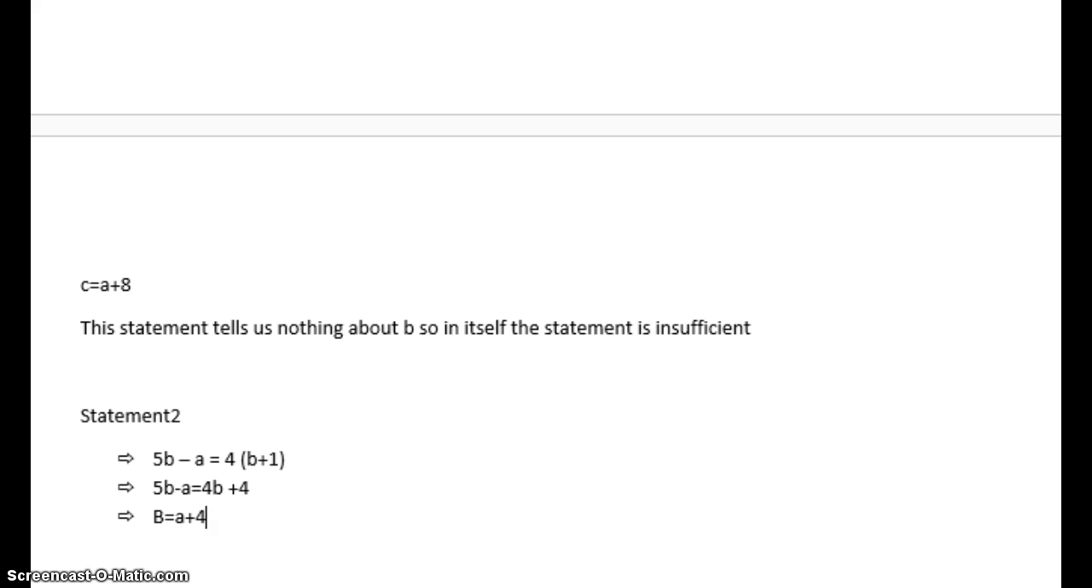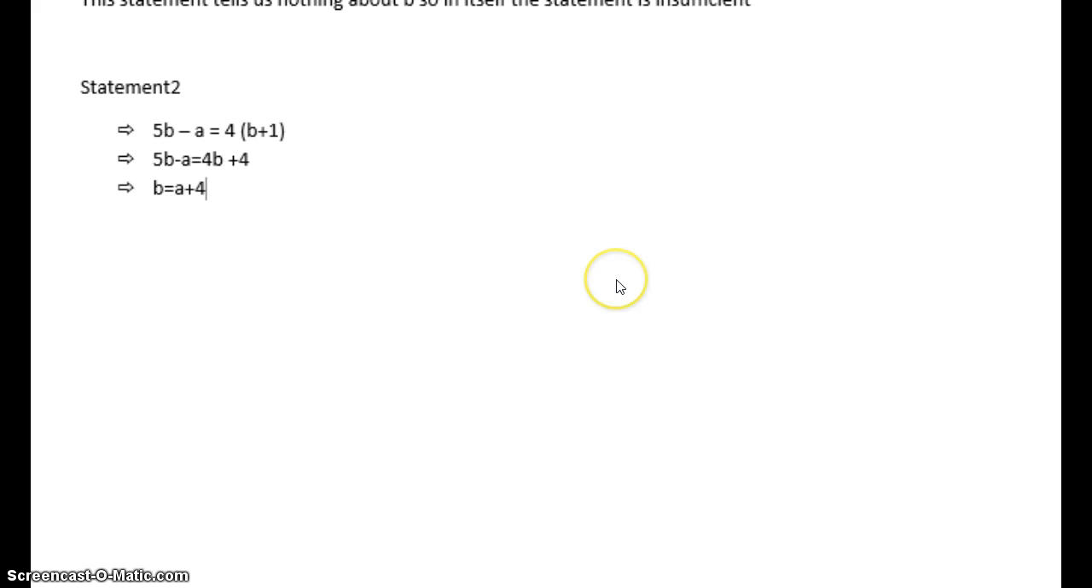Now again we have a relation between b and a. The first statement gave us a relation between c and a. It is quite obvious that we will need both the statements if we have to have any hope of calculating the standard deviation. So we can straight away eliminate options 1 and 2. There is no way the statements can individually be used to calculate the answer. Okay, let's use both the data together. b is equal to a plus 4, c equal to a plus 8.